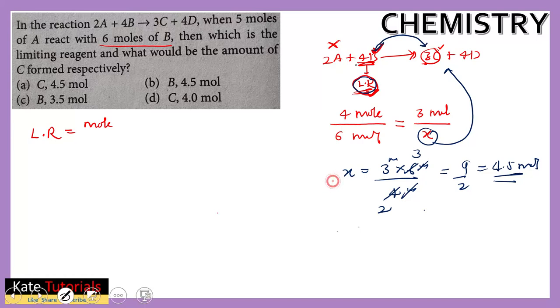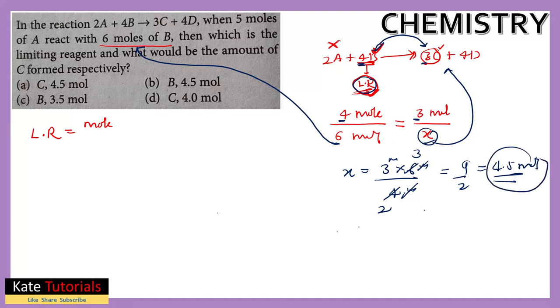So 4 mole, stoichiometry is 4, here 3. 4 mole of B gives 3 mole of C. If I take 6 mole, why did I take only 6 mole? Because in the question they have given 6 mole of B. So 6 mole of B will give how much? X mole of C. So how much did I get for X? 4.5. If I go through the answer, the limiting reagent was B and the calculation is 4.5. So the answer is B, the correct option. Not A, not C, not D. B is the correct option.